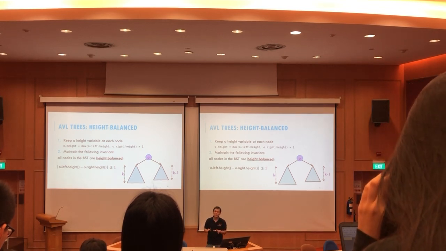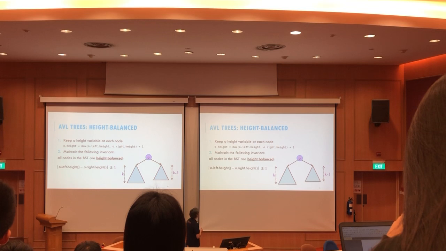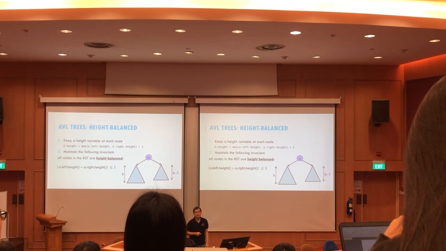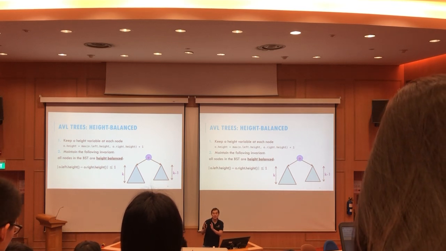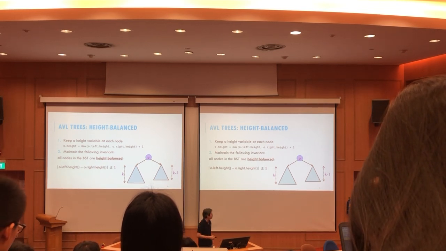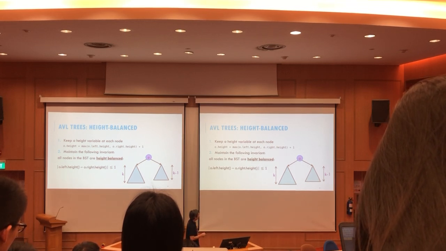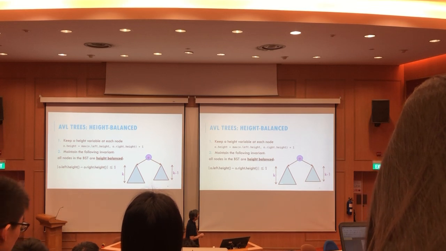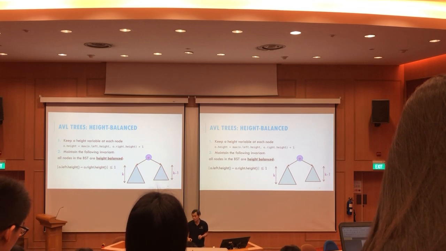And then we're going to maintain the following invariant. We're going to say that all nodes in the BST are height balanced. What does it mean by height balanced? It means that the difference between the left subtree's height and the right subtree's height cannot be larger than 1. We're not going to require perfectly balanced. We're going to allow some leeway, and the leeway is going to be off by 1. So if your node has height k, you don't have to have height k-1 on both sides. You can have k-1 in one and k-2 in the other. So you allow this little bit of leeway in your tree.